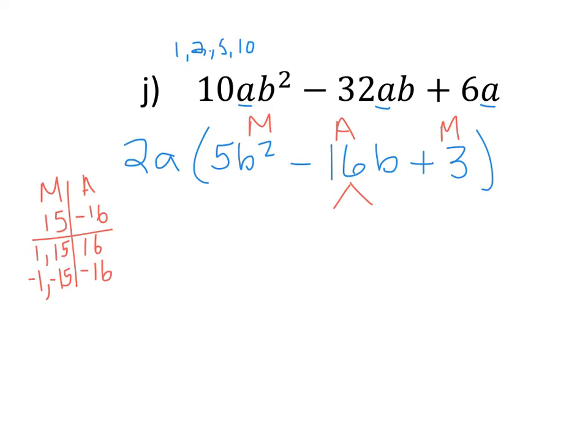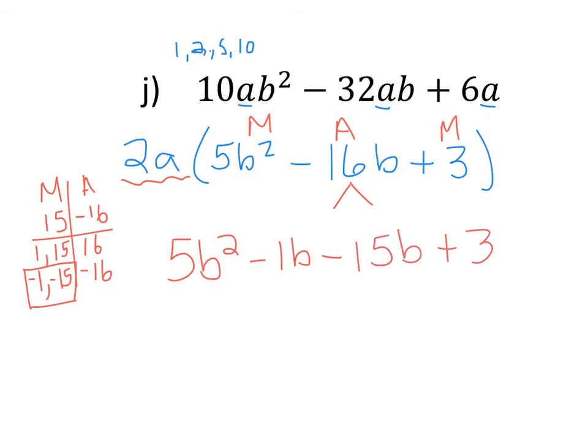So I'm going to leave this 2a alone for now and just bring it to my final answer. Don't forget about it. 5b squared, my middle term I'm going to split into negative 1b and negative 15b and bring down the 3. And now we do our factor by grouping.